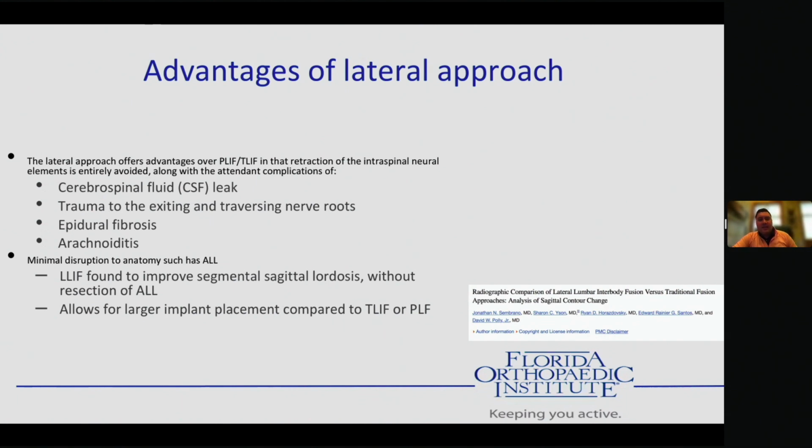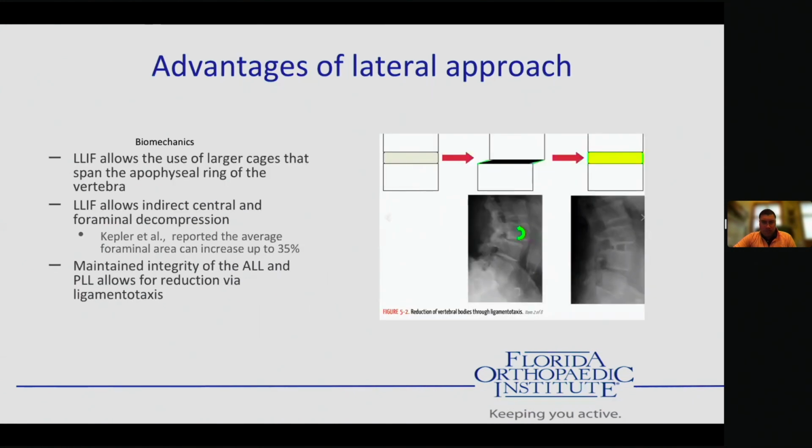We've also seen that there is minimal disruption to the anatomy, such as the ALL, but it still allows for segmental correction of our lordosis and allows for larger cage placements, which will theoretically lead to less subsidence as well as a higher incidence of fusions. And in doing so, keeping our ligamentotaxis allows us to use larger cages along the apophyseal ring and allows for indirect foraminal decompression in appropriately selected patients while maintaining the integrity of our ligaments.